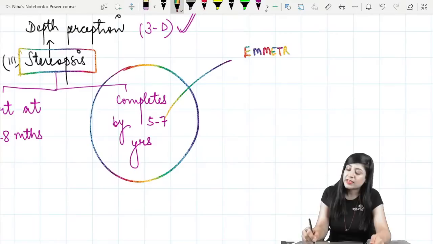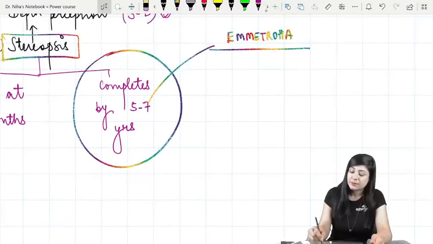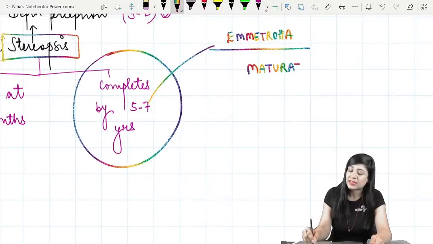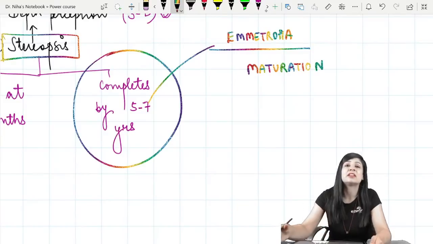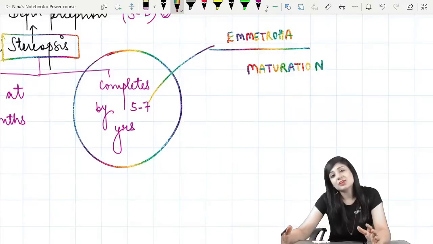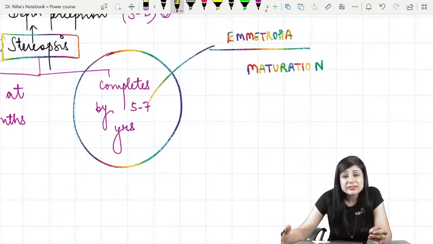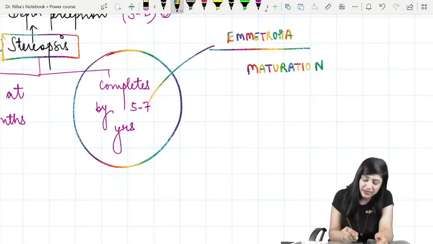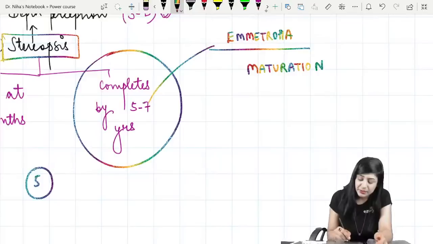So visually we can say that the total maturation is actually taking place by the age of 5 to 7 years. That is why the minimum age for a nursery class is kept at 5 years. This 5 years is kept as the minimum age for a nursery class.